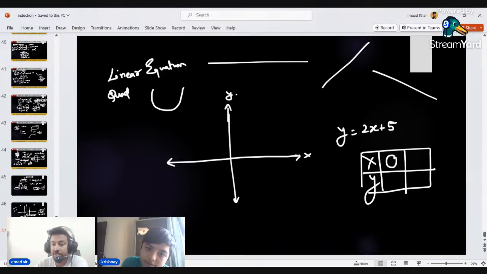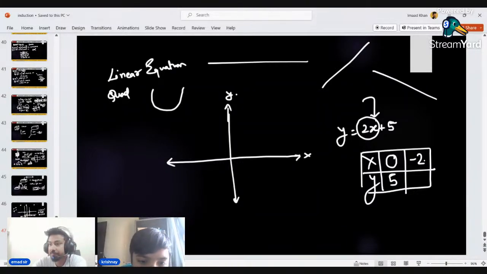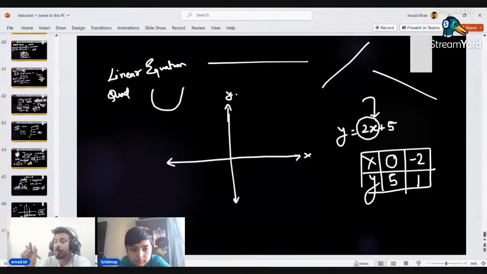So tell me, if you put x is equal to 0, what will be the value of y? No, see, if you put 0 here, 5. 5 only. Good. If you put the value of x as minus 2, what will be the value of y? Minus 1. Good. So to draw any line on a graph, you need a minimum of 2 points. So we got our 2 points. One is 0 comma 5, one is minus 2 comma 1.